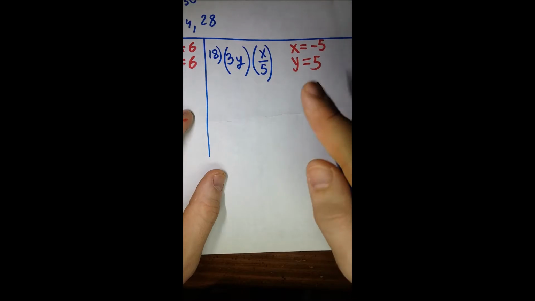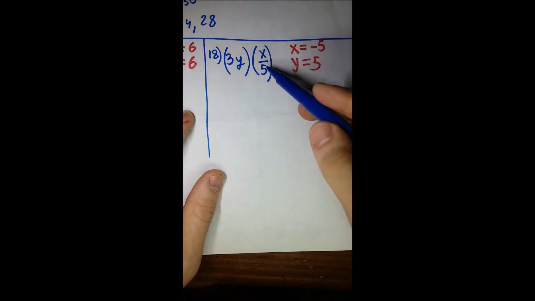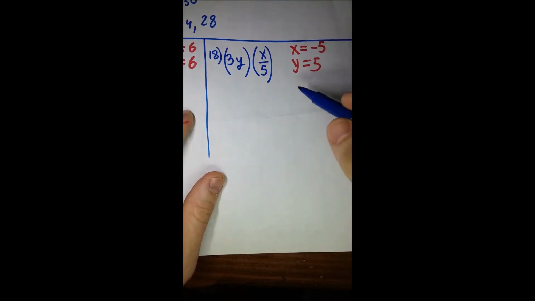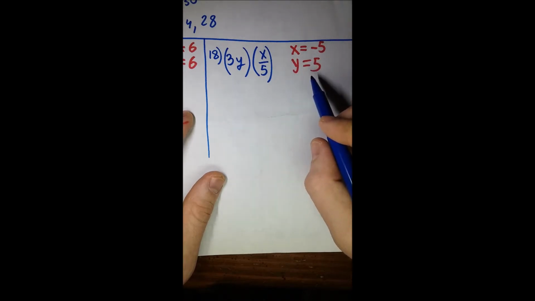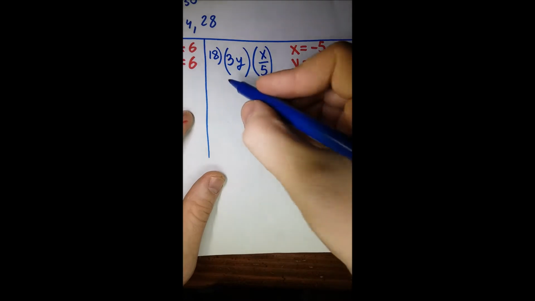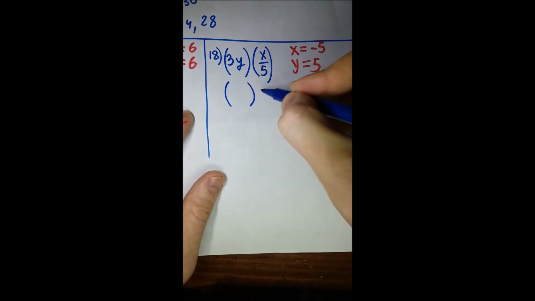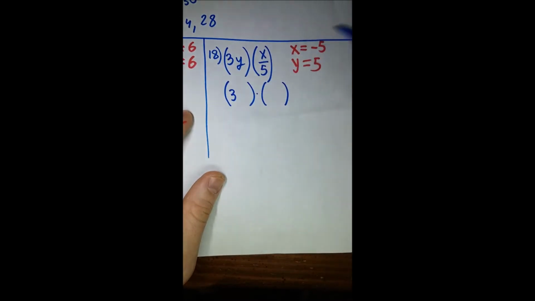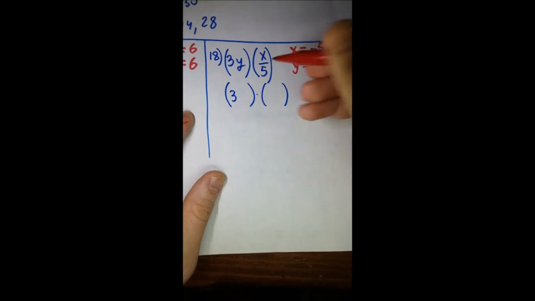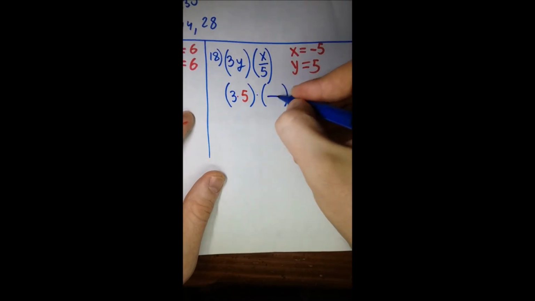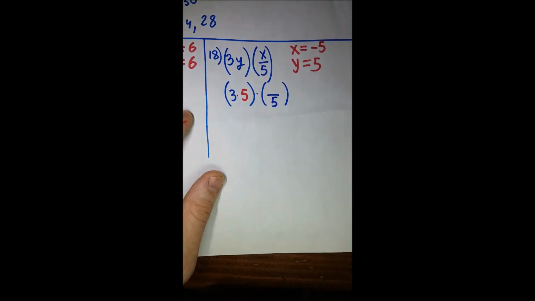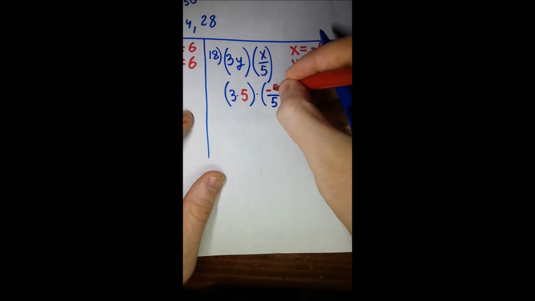Number 18, 3y times x divided by 5. Same process here, same concept. x equals -5, y equals 5. Those values are given to us. So we now need to just rewrite it as is. Instead of variables, we're going to plug in the given values. Instead of y, I'm going to put down 5, and instead of x, I'm going to put a -5.